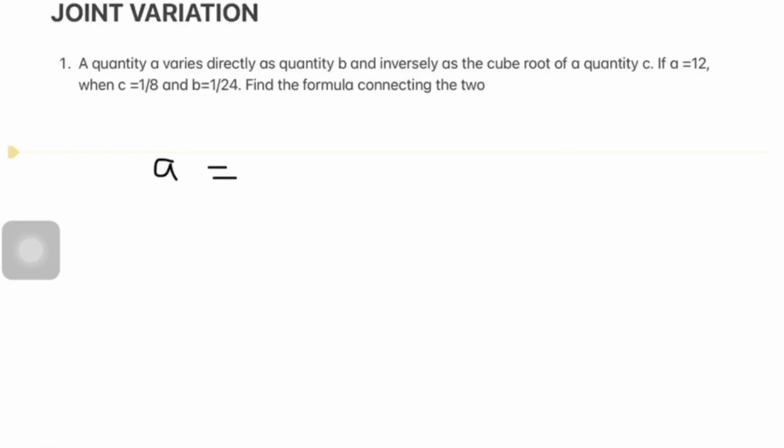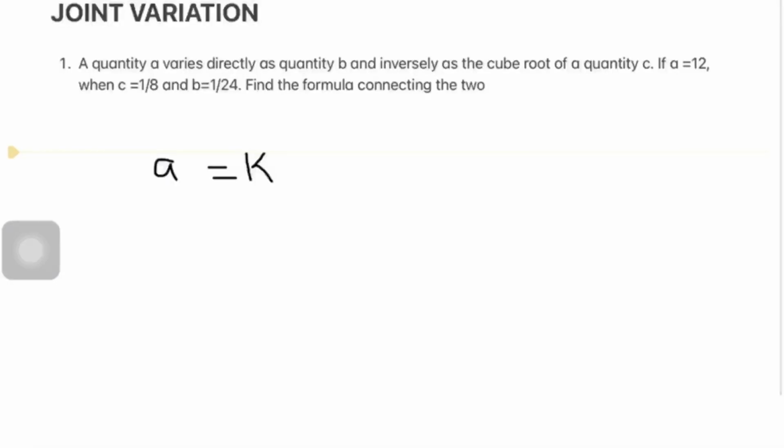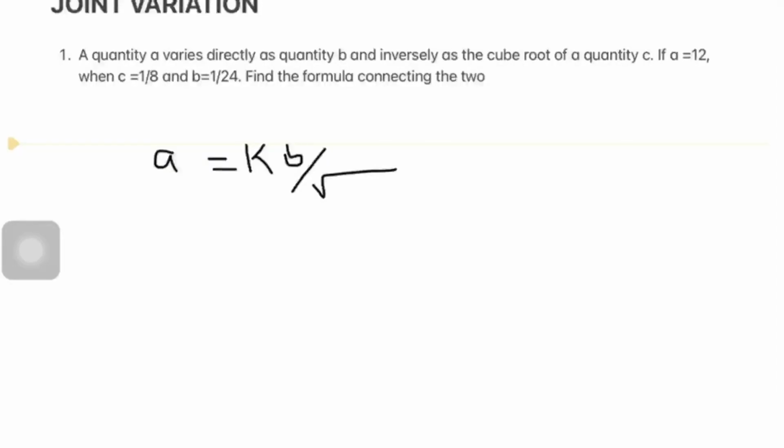A is equals to something, B and C, and we have to introduce our constant of proportionality. So we have, let's say, K is our constant of proportionality, and then we have quantity B. It varies directly as quantity B. We have a B there, and inversely, so there must be some sort of a fraction. So inversely as the cube root, we have a 3 there, cube root of C. So that's how it should appear.